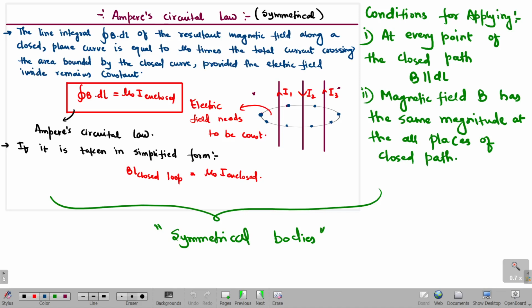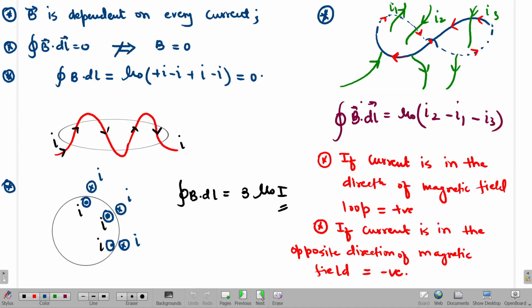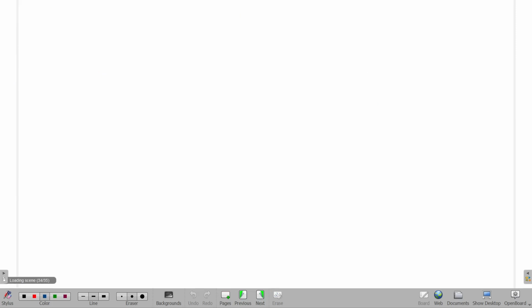Okay, let us start this. So I think we went till over here, isn't it? And we found out how to apply the conditions of Ampere circuital law, isn't it? Yes. Let me give you one more part, one more type of that.